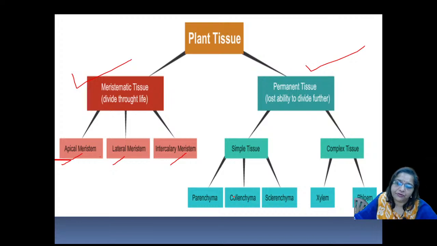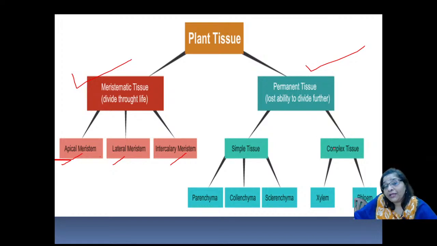Large air cavities between the cells help the plant to give buoyancy, mainly to the aquatic plants. So aquatic plants contain parenchyma in large quantities in the plant body that helps the plant float on water. So those are the subtypes of parenchyma tissues. There are many more types, but we are going to learn only these types.